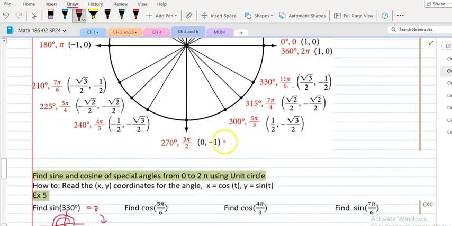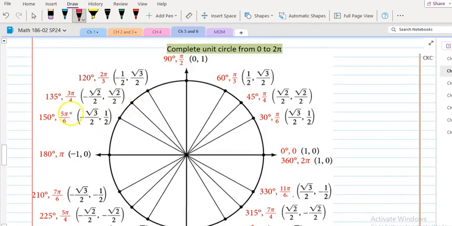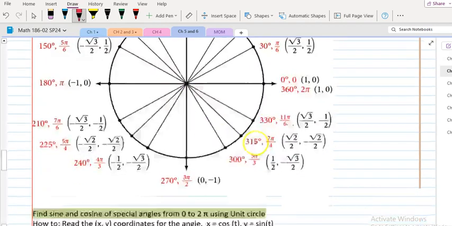Where is 5 pi over 6? Oh, over here. In class, I'll teach you how to recognize these numbers. I think in the last lesson we talked about how to recognize the special angles. 5 pi over 6 is here, at negative root 3 over 2, 1/2.